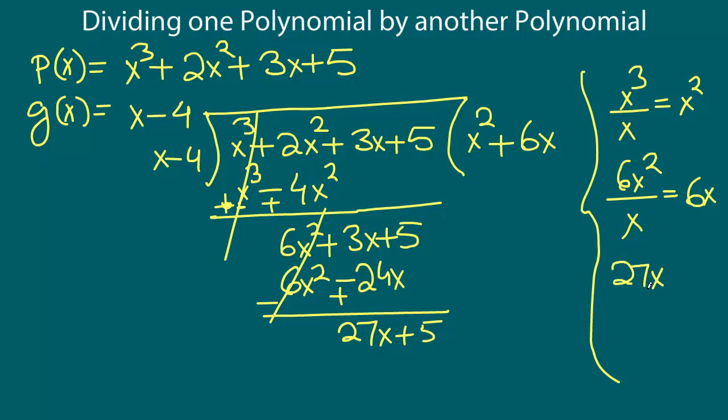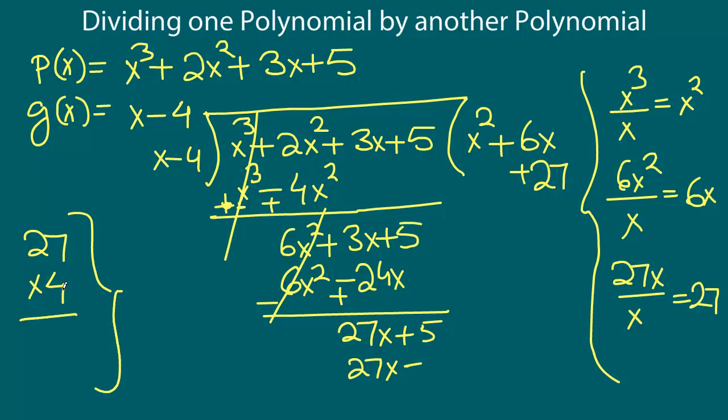Now we have 27x. We divide this by x over here, so we get 27. The final term here will be 27. When we do 27, we get 27x minus 27 times 4. Let's quickly do it over here, some rough work: 27 times 4 is 108. So we get 108 over here. When we subtract, the signs change, and this will be 113.